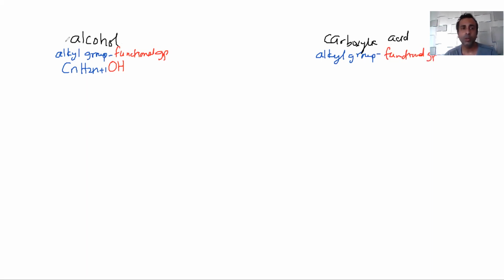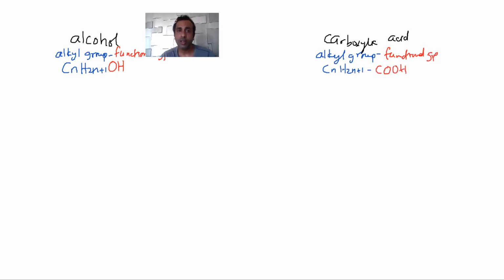Now I wanted to focus on this. In alcohol, alkyl group bonded to functional group. Carboxylic acid, alkyl group bonded to functional group. So alkyl group, functional group, alkyl group, functional group. In both of them, the alkyl group is the same. It will be the same formula here, CnH2n plus 1. That's the formula of alkyl groups. What will be different is the functional group. Functional group is not OH, it is COOH. That's the functional group of carboxylic acid.